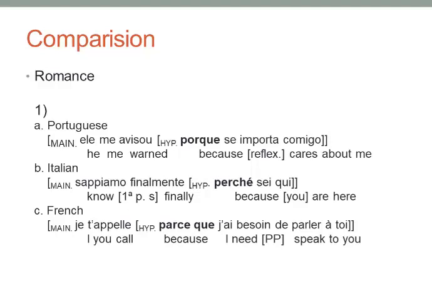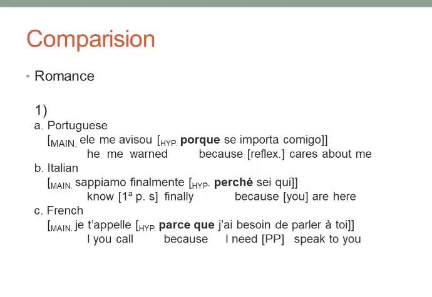In Italian, "sappiamo finalmente perché sei qui." In Italian, as we can see, we have the following sentence: we know finally because you are here, or we finally know because you are here. So the main sentence of the Italian structure is quite different from what we have in Portuguese, but they are similar in many features.